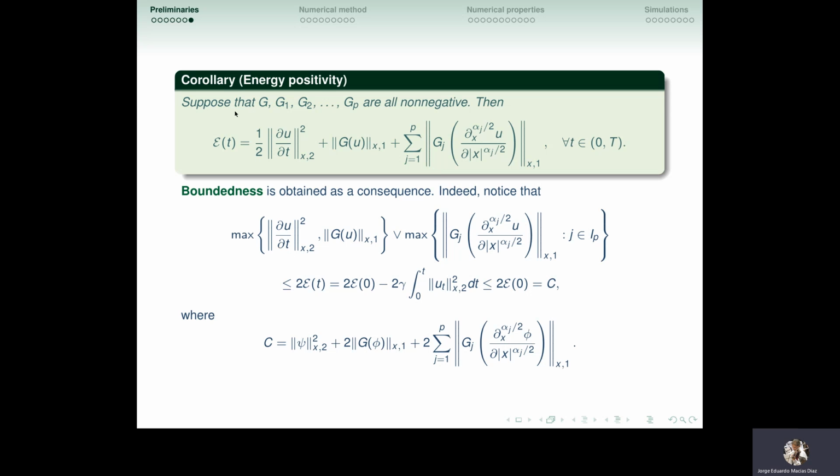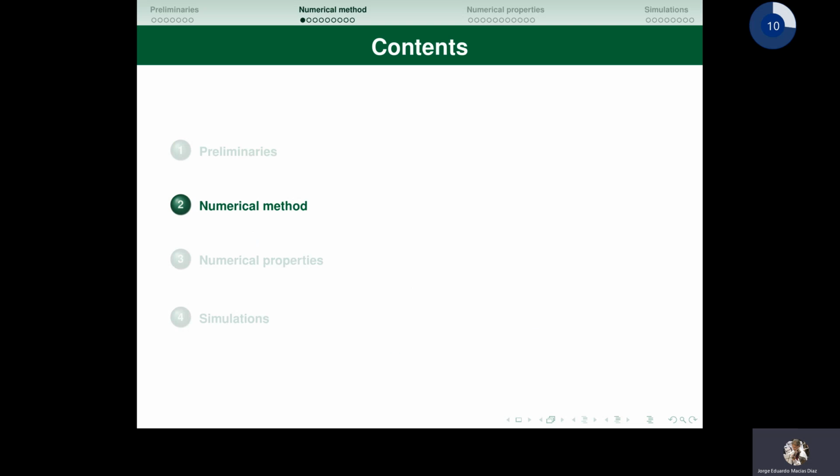Moreover, using these properties, it can be established easily that these terms, this one here and this one here, are all going to be bounded uniformly with respect to time. C is a constant which depends only on the initial conditions. Motivated by these results, we would like to provide a numerical method with as many properties as those satisfied by the continuous model.